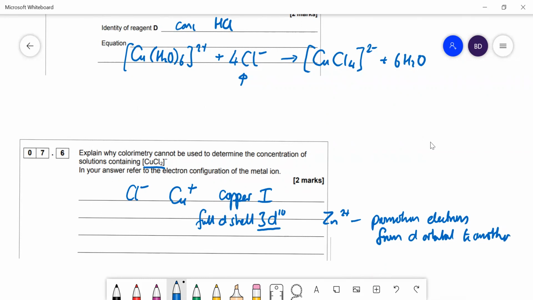For the 2 marks there, I think you just have to recognize that you've got a copper 1+ ion, and the electronic structure of that is 3d10. It's a full d shell. You don't have to explain any more, really.